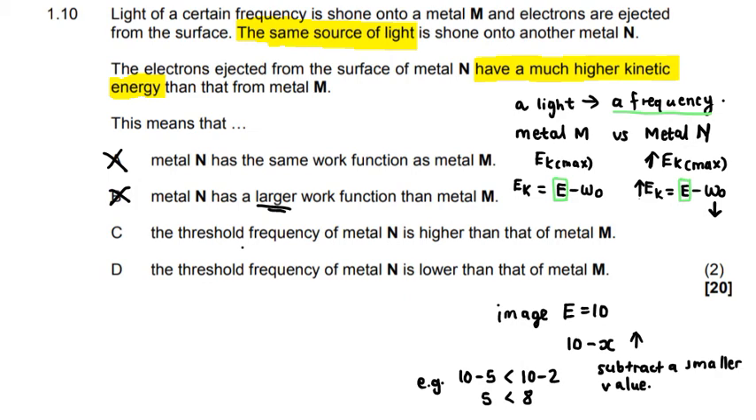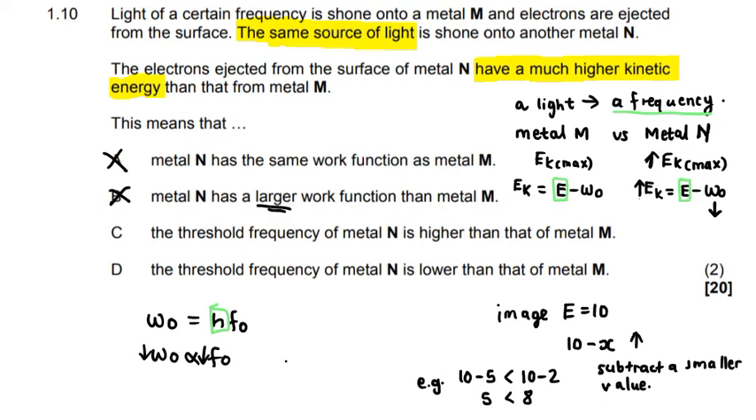Option D: the threshold frequency of metal N is higher than that of metal M. Okay, so now they're moving away from work function. They want to now talk about frequency. I know there's this equation that work function W naught is equal to h f naught, where h is a constant, which means that W naught is directly proportional to f naught. So if I've already deduced that the work function must decrease, it means that the threshold frequency must also decrease, directly proportional.